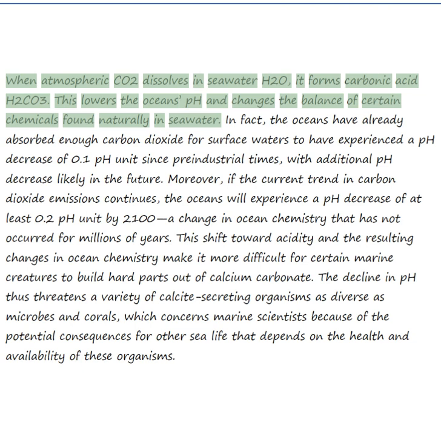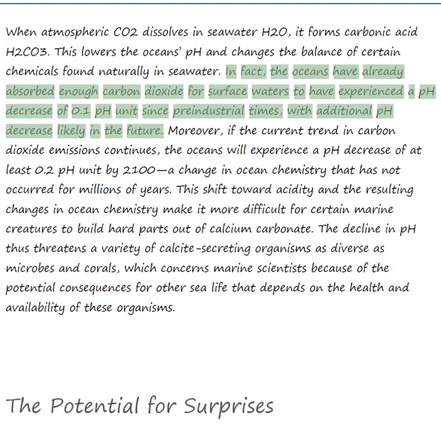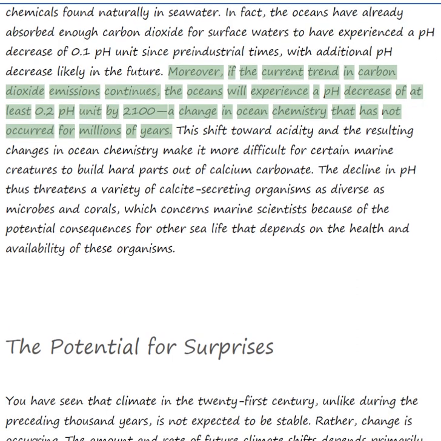When atmospheric CO2 dissolves in seawater H2O, it forms carbonic acid H2CO3. This lowers the ocean's pH and changes the balance of certain chemicals found naturally in seawater. In fact, the oceans have already absorbed enough carbon dioxide for surface waters to have experienced a pH decrease of 0.1 pH unit since pre-industrial times, with additional pH decrease likely in the future. Moreover, if the current trend in carbon dioxide emissions continues, the oceans will experience a pH decrease of at least 0.2 pH unit by 2100, a change in ocean chemistry that has not occurred for millions of years.